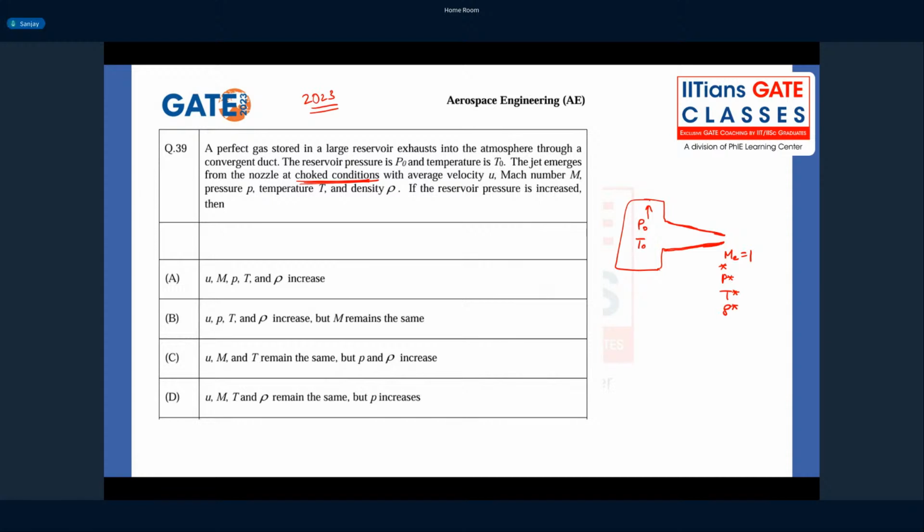If the reservoir pressure is increased, if my P0 is increased, what happens? Would someone like to guess what happens? So now the nozzle is choked. So the exhaust flow is at Mach 1. If I increase the reservoir pressure, do you think the nozzle is going to be still choked or will it become unchoked? What do you think? Will the nozzle still remain choked?